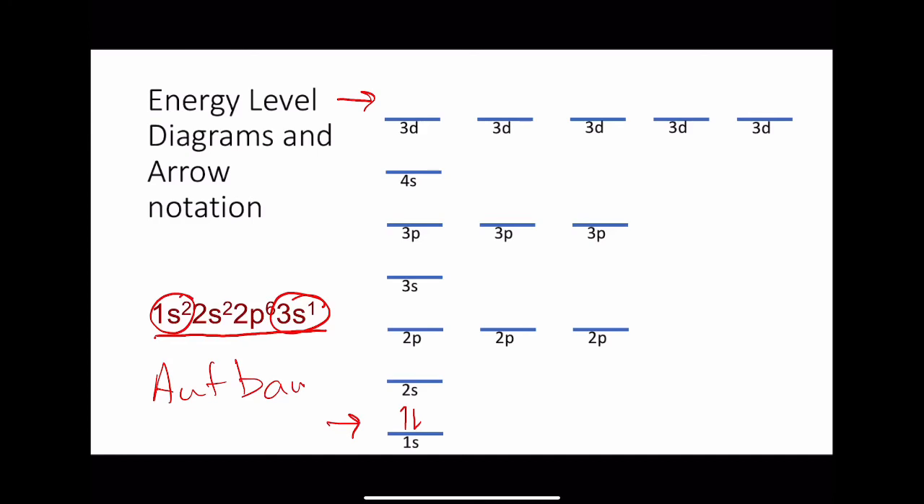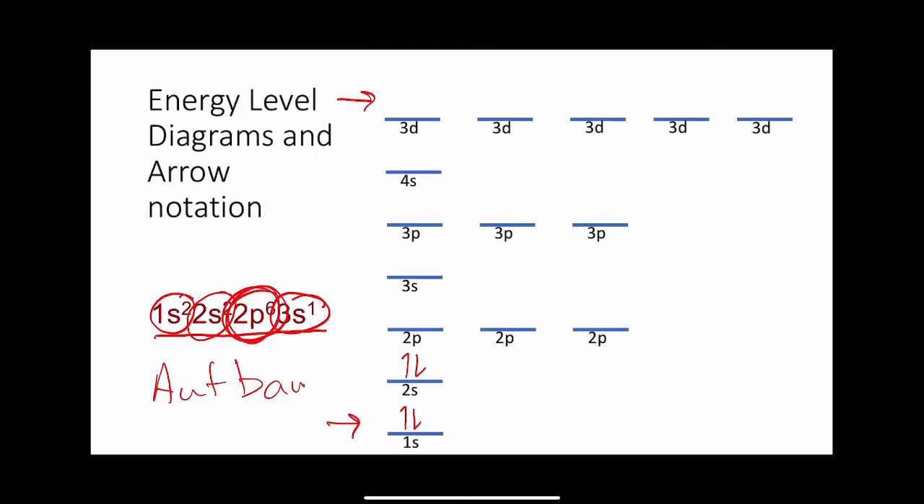Once I've filled up the 1s orbital, I can move on to 2s. And I'm going to do the same thing. After we've done 2s, we can move on to 2p. Notice here, we have 2p6.